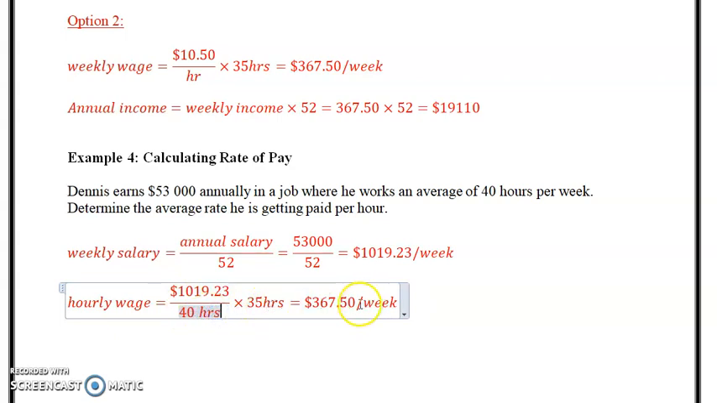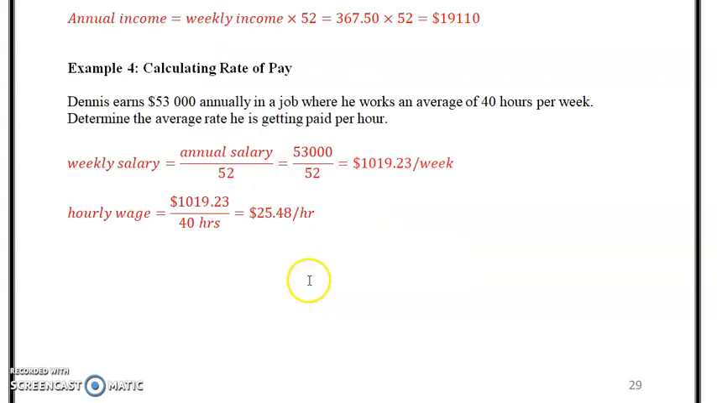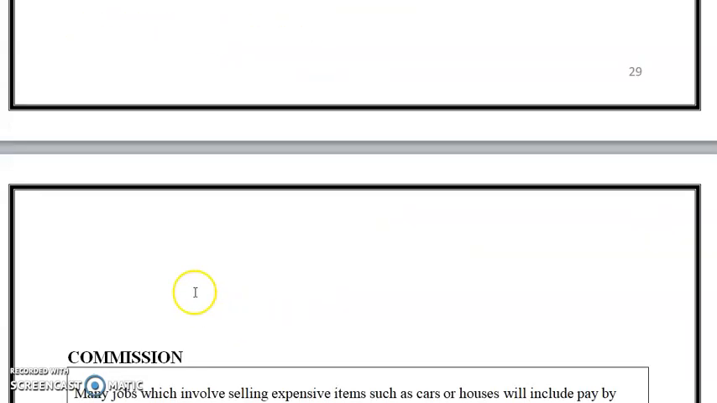And that's going to give us a value of $25.48 per hour. So the hourly wage, on average, if you worked an average of 40 hours a week, would be $25.48 per hour. Okay?